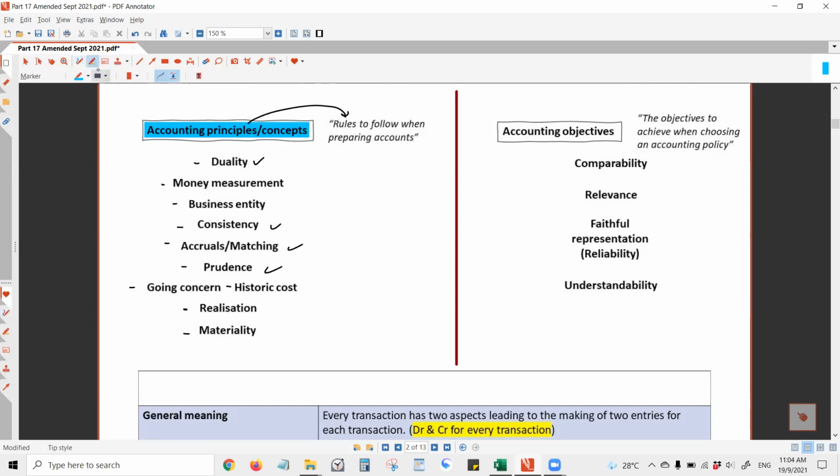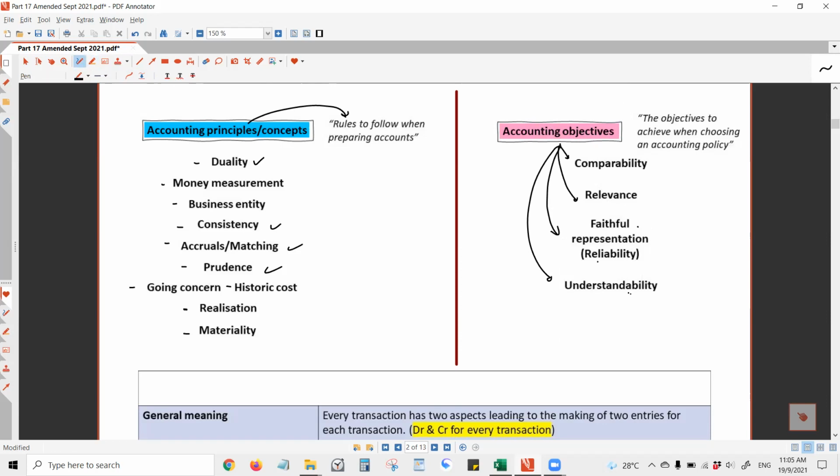On the right hand side, you have another list of things, but they are not accounting principles. They are known as accounting objectives. Accounting objectives means the goals that you want to achieve when you do your accounting. There are four things here: comparability, relevance, reliability, or you call it faithful representation, and understandability.